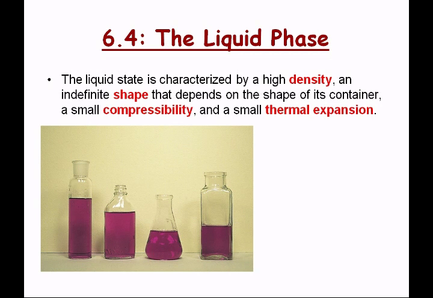With densities of liquids, we measure them in grams per milliliter, because they're so much more dense. Solids we measure essentially in grams per cubic centimeter. But anyway, liquids have high density and an indefinite shape that depends on the shape of the container, just like what's pictured here. Small compressibility, so it's very difficult to smash them together, because the molecules are already rolling on top of each other. And very small thermal expansion.